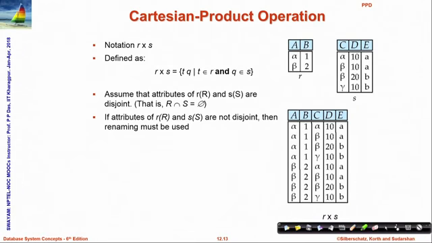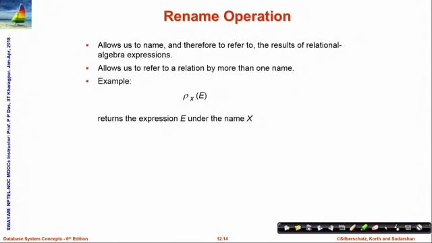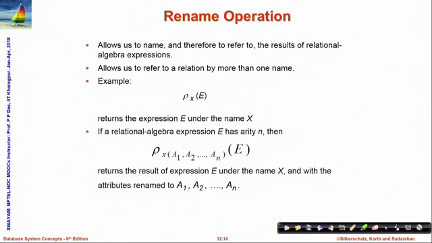Cartesian product is a very useful operation, particularly for computing join, as we have seen in SQL already. The rename operation basically allows you to rename an expression into another name. So, the operator is rho, and you have an expression to which you give the name x, and you can have multiple attributes of x as well.